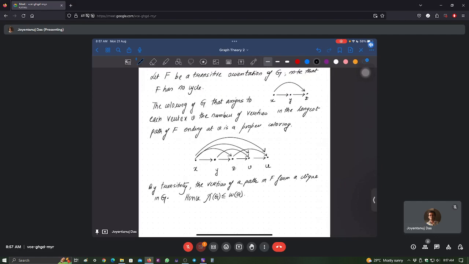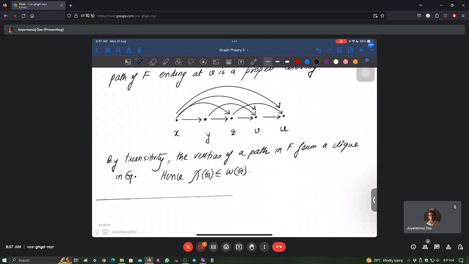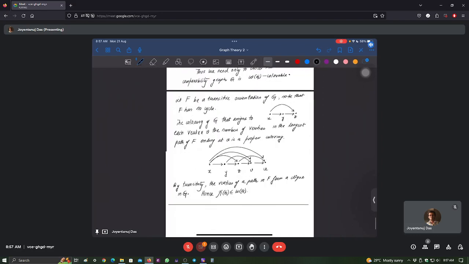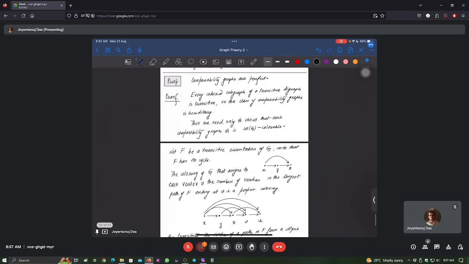So the chromatic number has to be equal to omega of G, that is the clique number, and hence the graph is perfect, right?